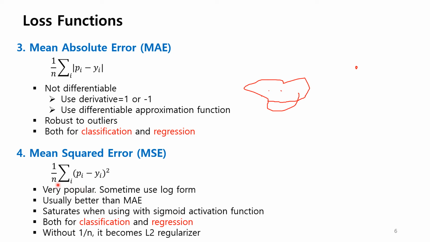Finally, in MSE, if you remove this part and use this one only, I think this is familiar to you, and this is the L2 regularization form. So if you remove this part, you can use this part as the regularization term of the gradient descent. Okay.